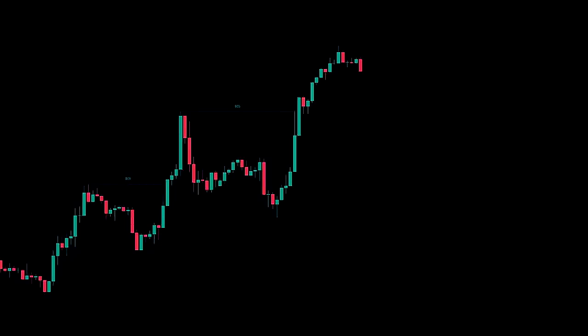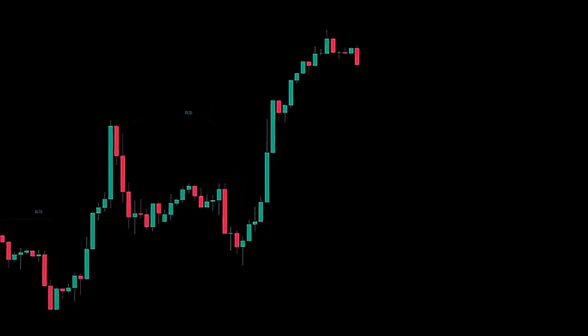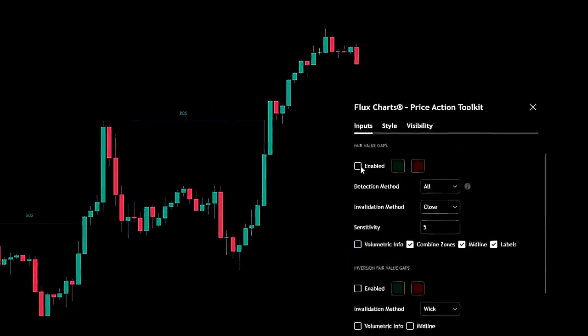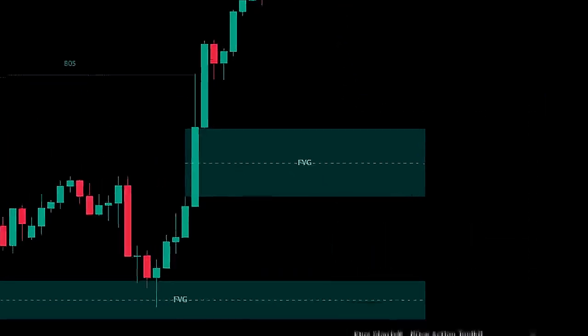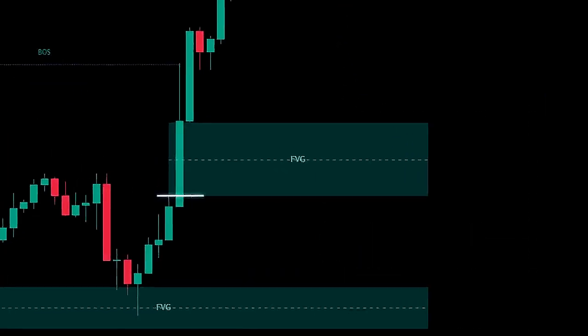After finding the direction, the next step is to mark the fair value gap areas. The indicator will label this for us. If you are doing it manually, you can mark a fair value gap by simply marking the candle's top wick before the big move, to the candle's lower wick after the big move.